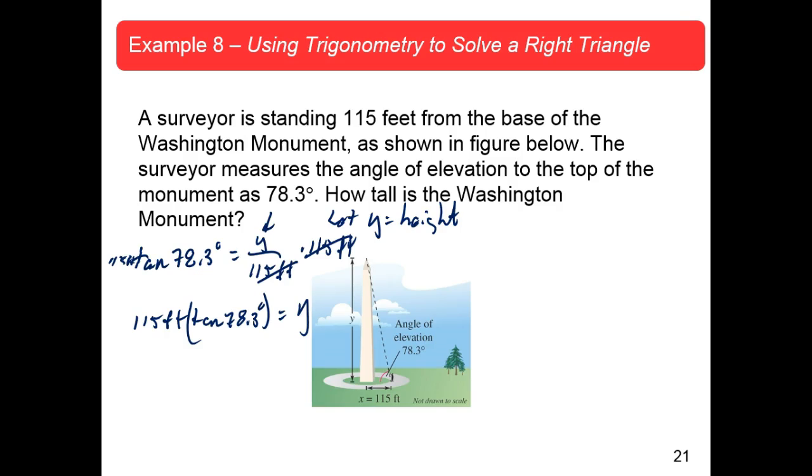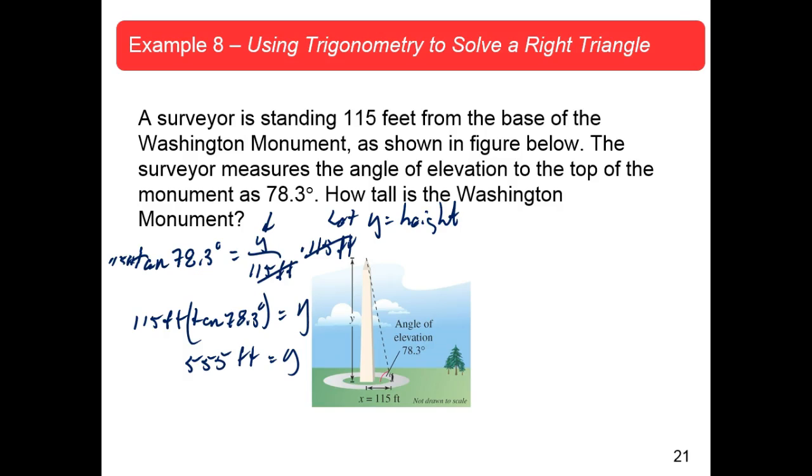Anyone get an answer yet? 555 feet. That's your Y. And that's what they got in the book. And that's approximate. It's not exact, but pretty close. Now, the checkpoint that you see there is a very similar problem. I will let you figure that one out.